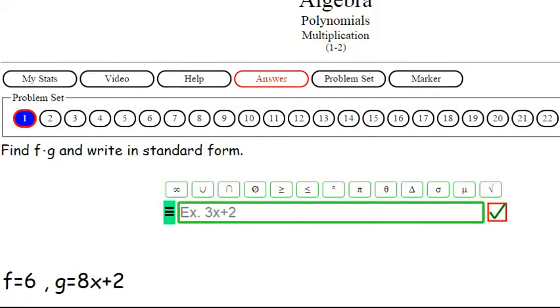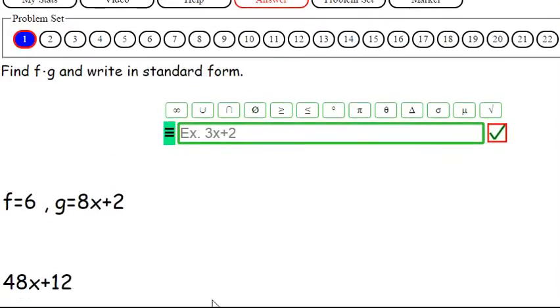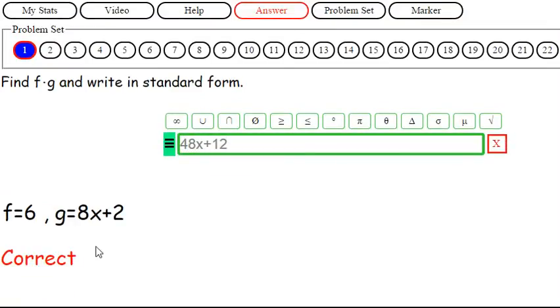Let's click over here and see what the computer says. 48x plus 12, and we'll go ahead and type that in. Make sure the programming is correct. It is. Alright, so come on by, practice, and I'll see you later.